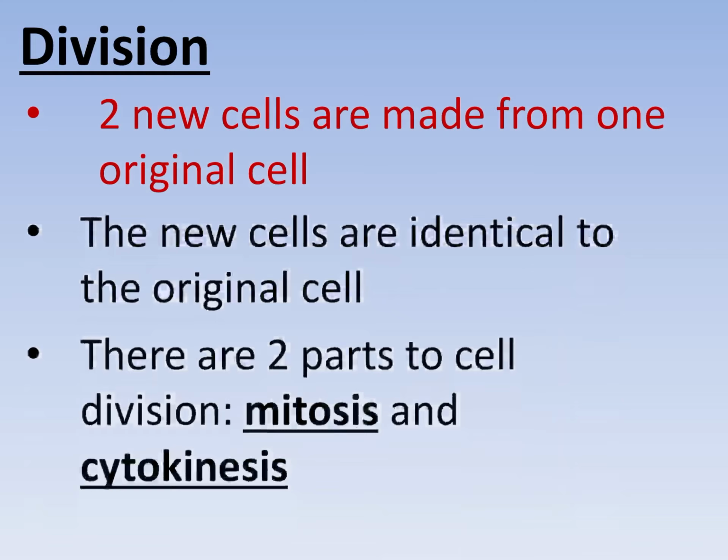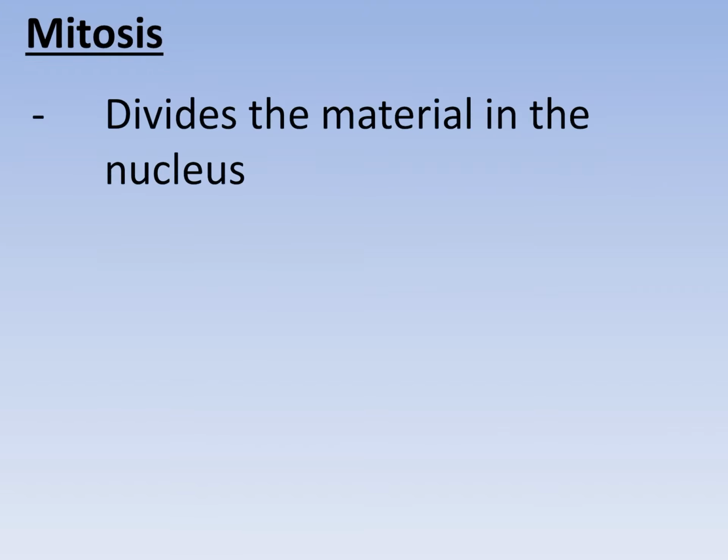There are two parts to cell division. First of all, we're going to look at mitosis, and then we're going to look at cytokinesis. Now, mitosis is one of those things that many of you will have maybe covered in your grade 7 or 8 classes. If you didn't, again, no big deal. We're going to go through that together here. So mitosis divides the material in the nucleus. It's going to separate the material in the nucleus.